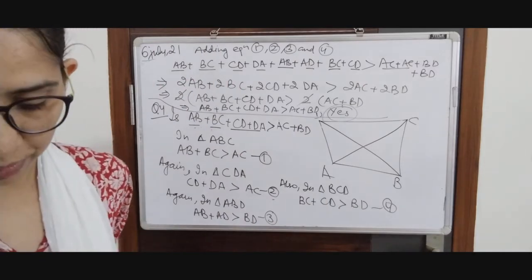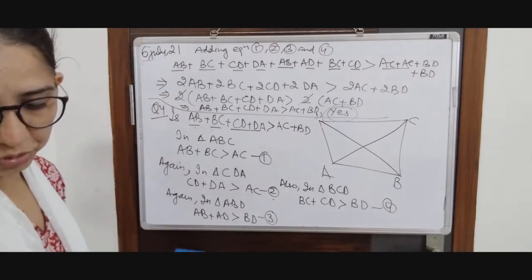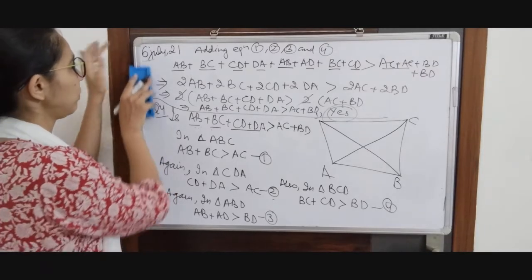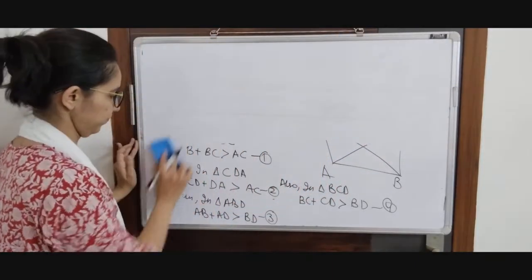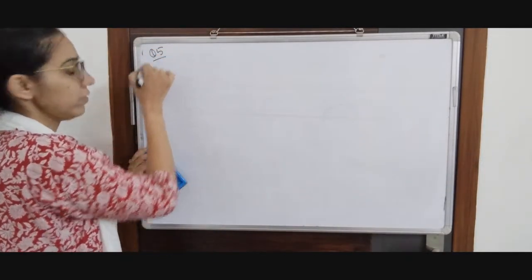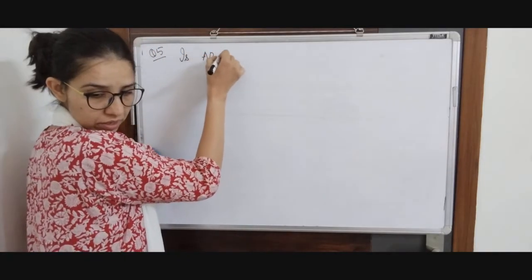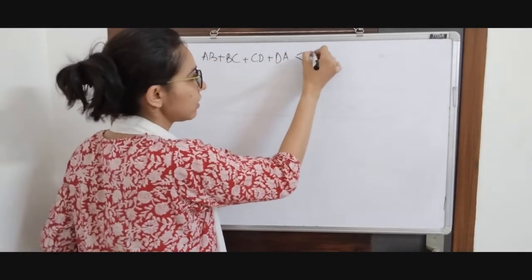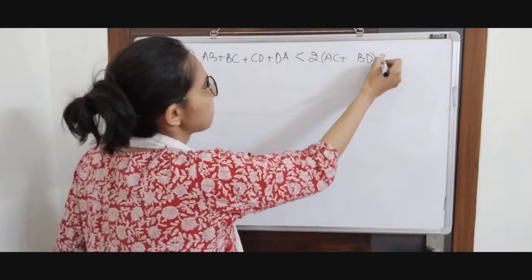So this was our question number 4. Now question number 5. ABCD is a quadrilateral and you have to check the equation again. Question number 5 is, we have to check whether AB plus BC plus CD plus DA is less than 2 times AC plus BD. We have to check this.